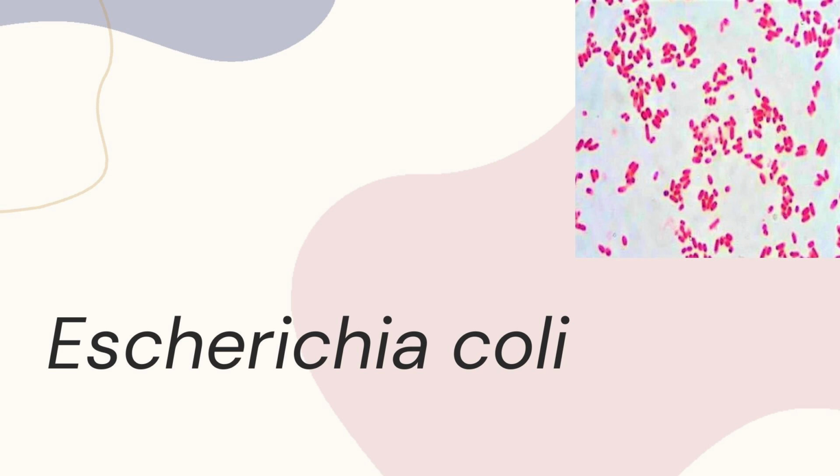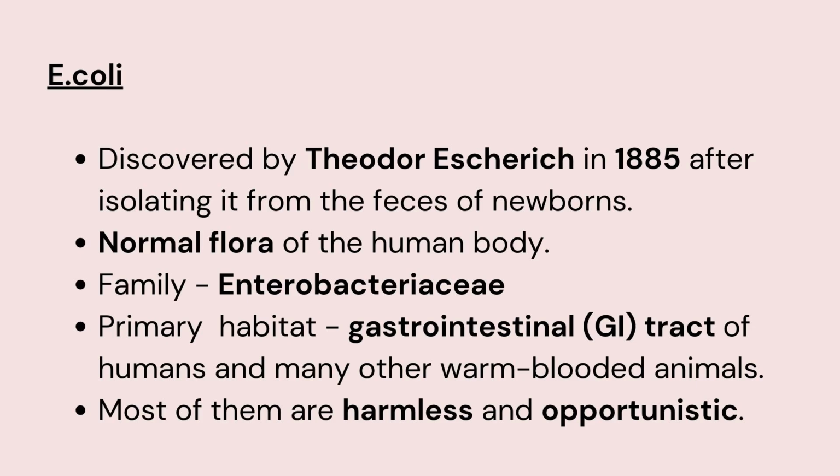In this video, we will be learning about Escherichia coli. E. coli was discovered by Theodor Escherich in 1885 after isolating it from the feces of newborns. E. coli is the normal flora of the human body, which means this bacterium is commonly found living in a specific part of the human body without causing any harm.